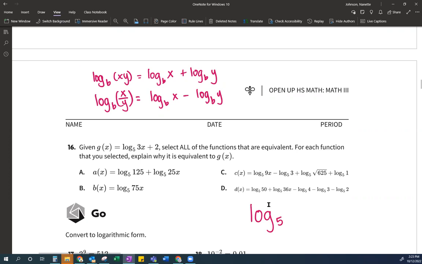Okay, so then the next part is, because I'm adding the logs here, that means inside my log, I'm going to be multiplying. So I'm going to go 50 times 36x. And now this number is really big. I don't really care that that number is really big. I just know that now I'm dealing with something that's a little bit more doable, because I don't know what the log base 5 of 50 is off the top of my head. I mean, I know it's somewhere between 2 and 3, but that's not good enough for here, right?